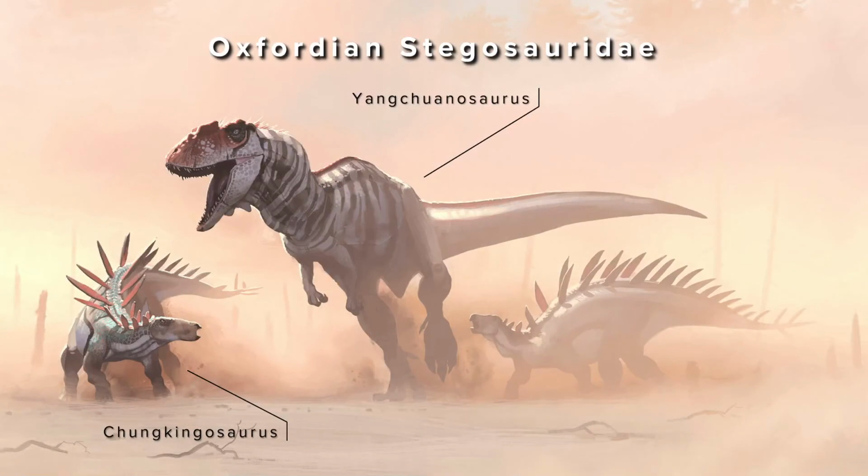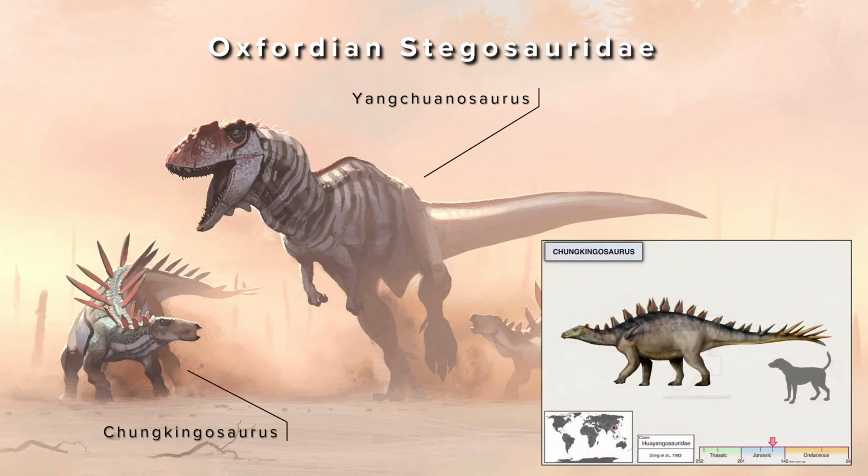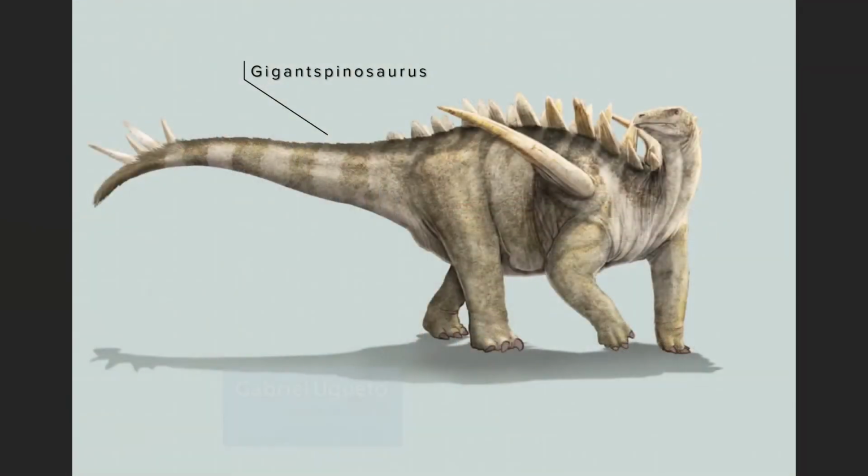Let's talk very quickly about Stegosaurs living in the Oxfordian. Chunkingosaurus is there on the bottom left. This is one of the medium-sized stegosaurs fighting off an allosaurid called Yangchuanosaurus. Size-wise, Chunkingosaurus still not very big. Those aren't super huge animals. Stegosaurus will be much bigger than that.